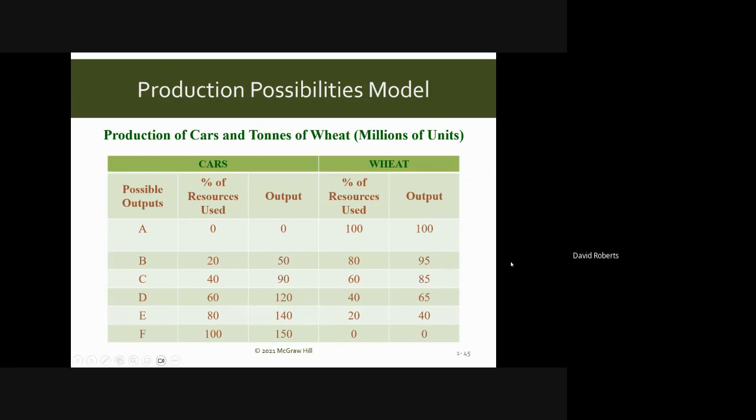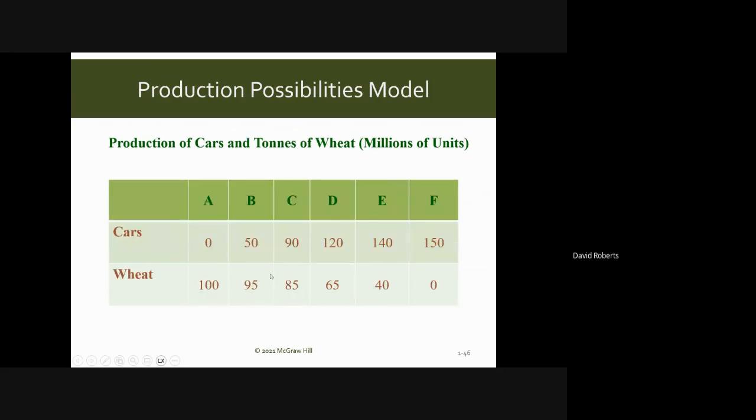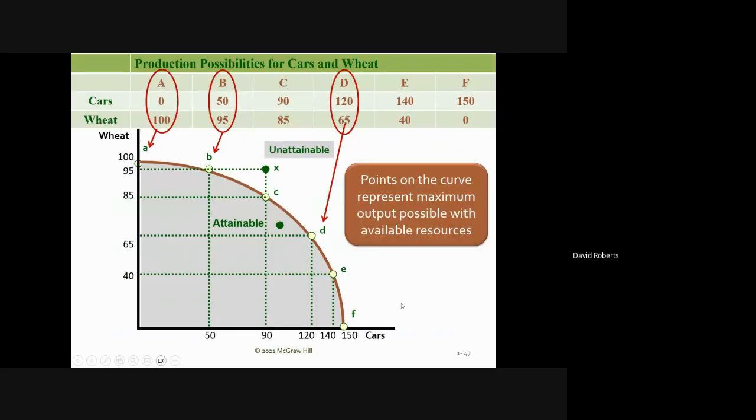So this just summarizes the table. We turn it into a graph, and you can see that A through F, the dots, are the production possibilities curve. That's where we want to be. Any combination on there is the maximum we can attain. The solid dot that says attainable is not efficient, because that means we're producing less than we could be. So that means we could do better.